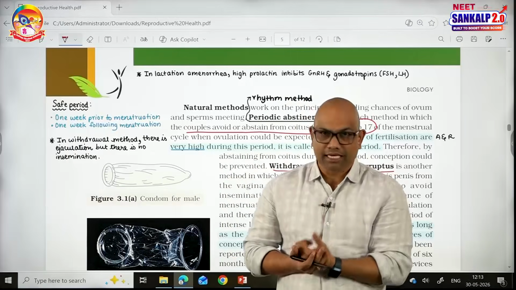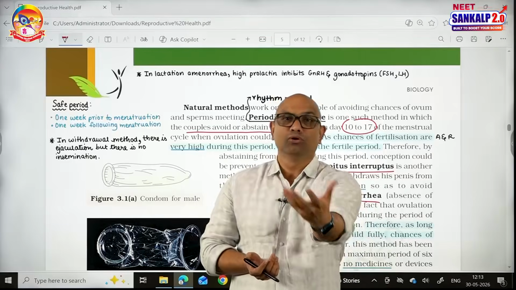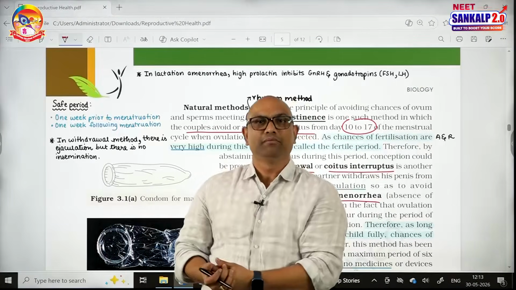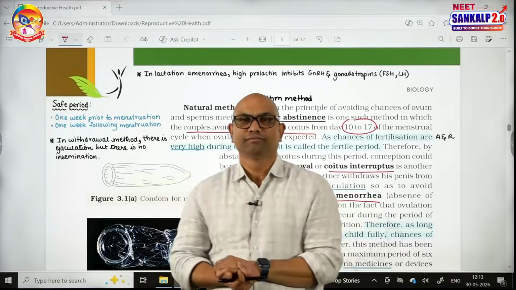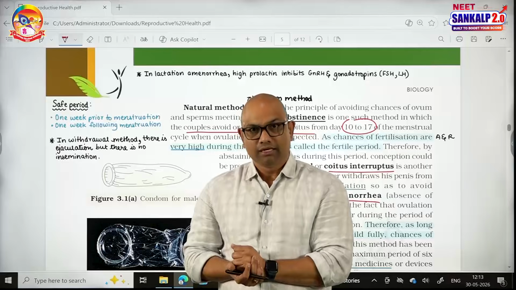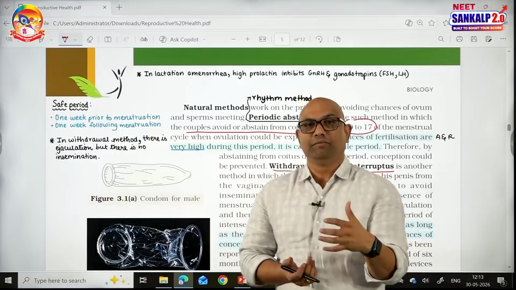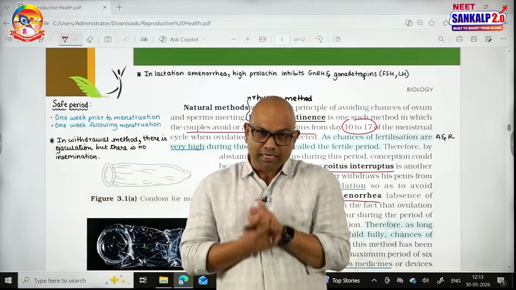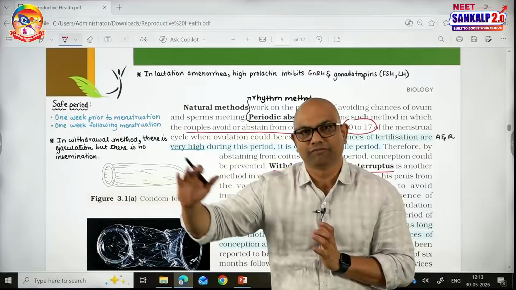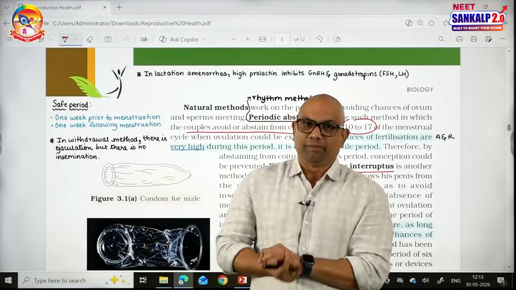And without FSH and LH, there is no follicular growth, no estrogen. That means there is no regeneration of endometrium, and further there is no shedding of endometrium. That means there is no menstruation. So there is no ovulation, no menstruation in lactational amenorrhea because of high levels of prolactin hormone in intensely lactating females following parturition. But this method will be active for a maximum of about 6 months following parturition. So these are the natural methods.